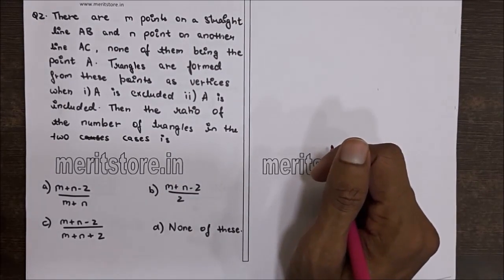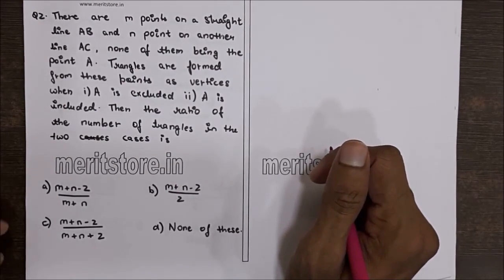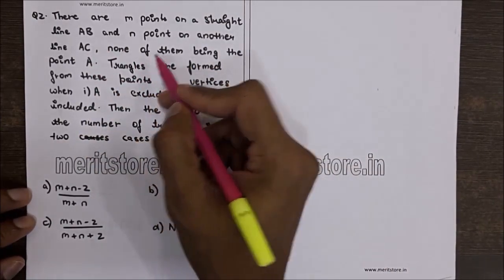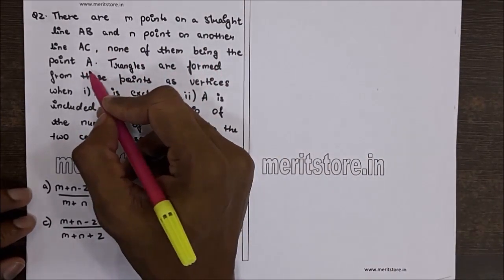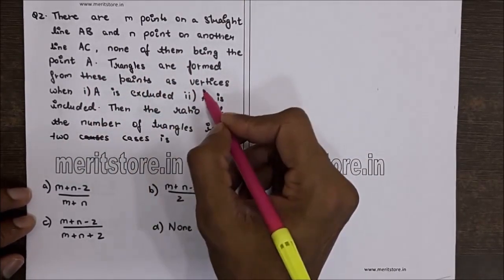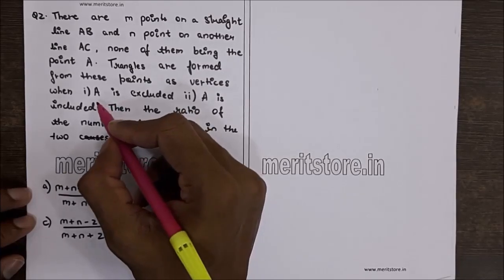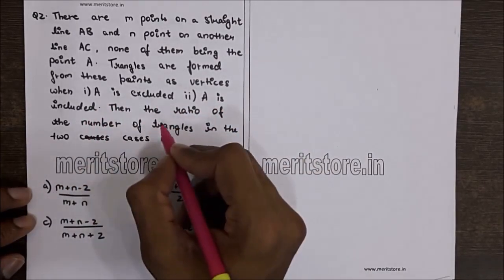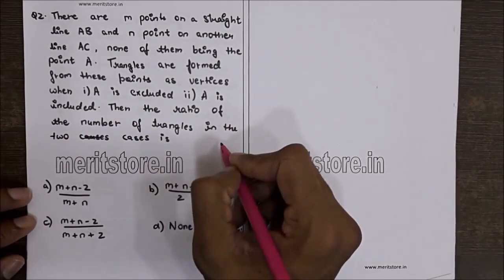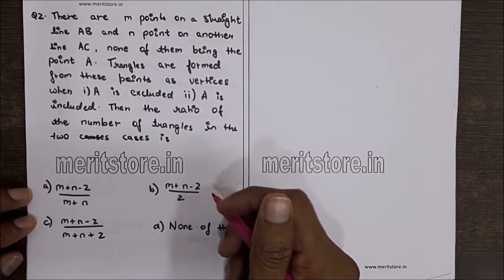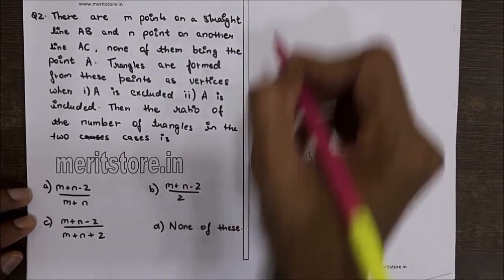Question 2. There are m points on a straight line AB and n points on another line AC, none of them being the point A. Triangles formed from these points as vertices, when A is excluded to when A is included. Then the ratio of the number of triangles in the two cases is, we have four options. We'll take two cases, that is case 1 and case 2.